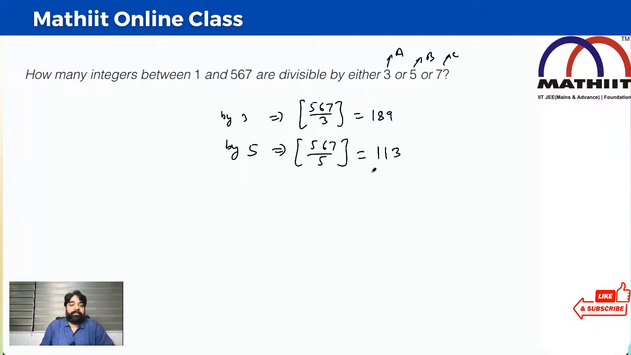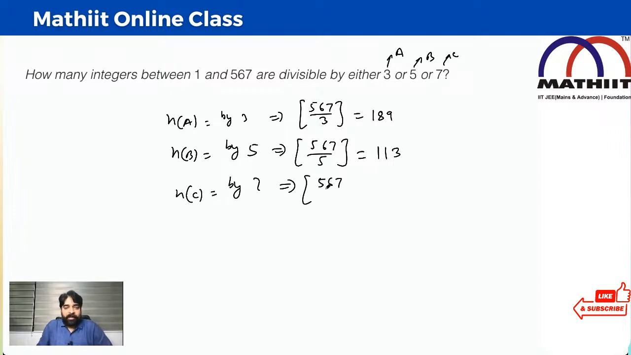Now divisible by 7. By 7 means, this is n(A) I am calculating, this is n(B) I am calculating, and this is n(C) I am calculating. So 567 divided by 7 is 81.